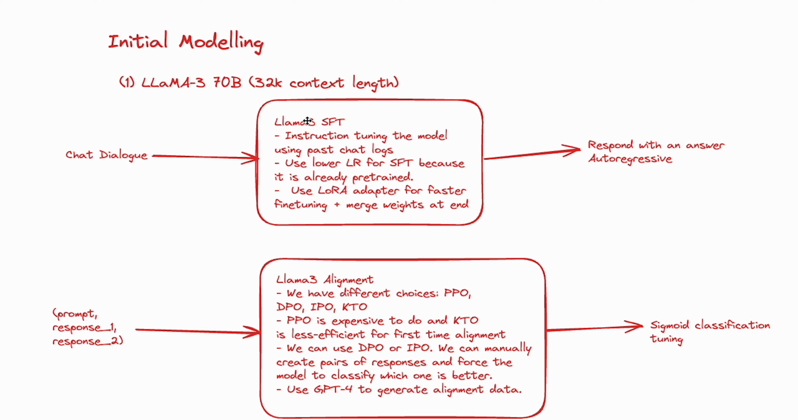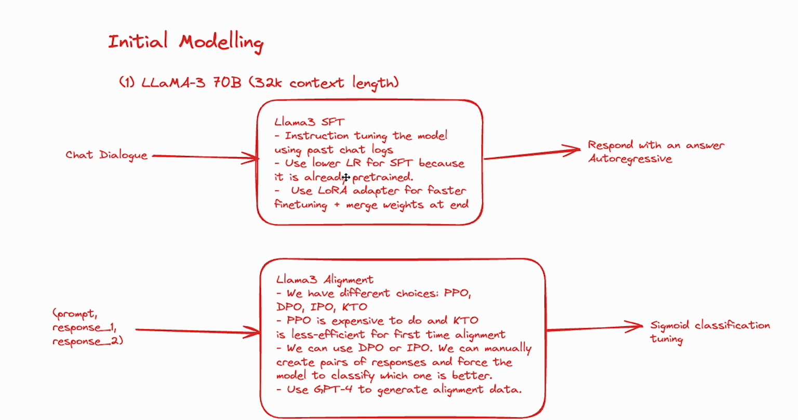So the first step is to do supervised fine-tuning of this Llama 3 model. To do that, we will use the past chat logs that we have as part of our requirements. So what we will do is fine-tune our model on those past chat logs. The model will be trained similar to how we pre-train the model, which is next token prediction. We will provide the user prompt and ask the model to predict a token in the customer service agent's response. This is called instruction tuning of the model.